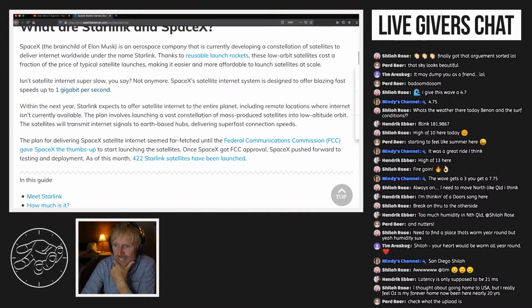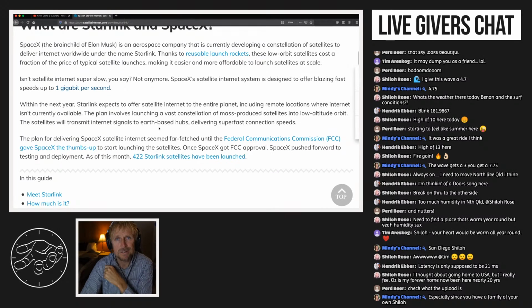Within the next year, Starlink expects to offer satellite internet to the entire planet, including remote locations where internet isn't currently available. The plan involves launching a vast constellation of mass-produced satellites into low-altitude orbit. The satellites will transmit internet signals to Earth-based hubs, delivering super-fast connection speeds. Earth-based hubs. Now, what does that mean? Does that mean you've got to have a hub in your town? I bet Australia demands that we have a town-based hub. I thought the hub would be your home, right? Or the hub could be in my van. If it's a hub in town, that's shit.